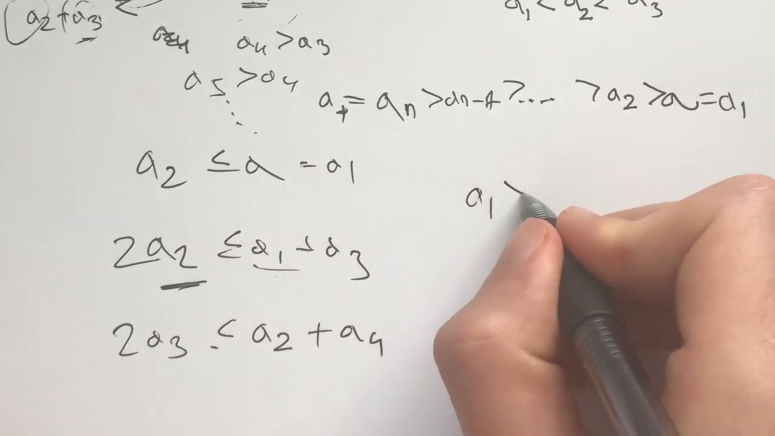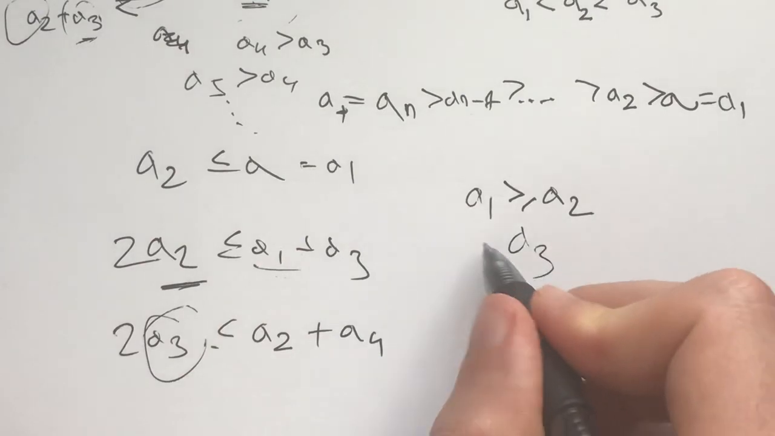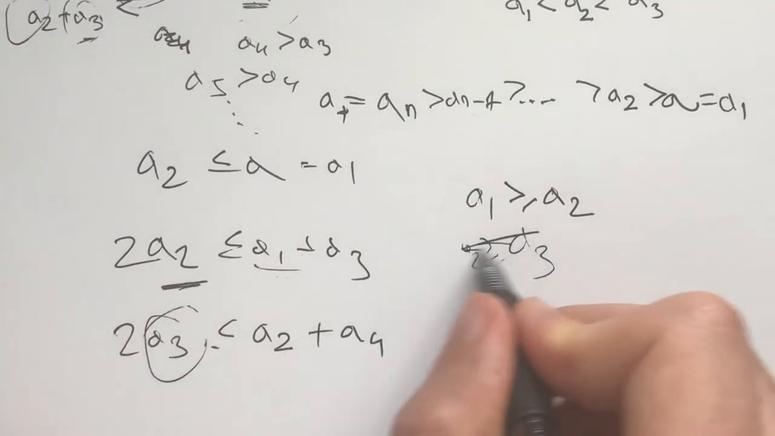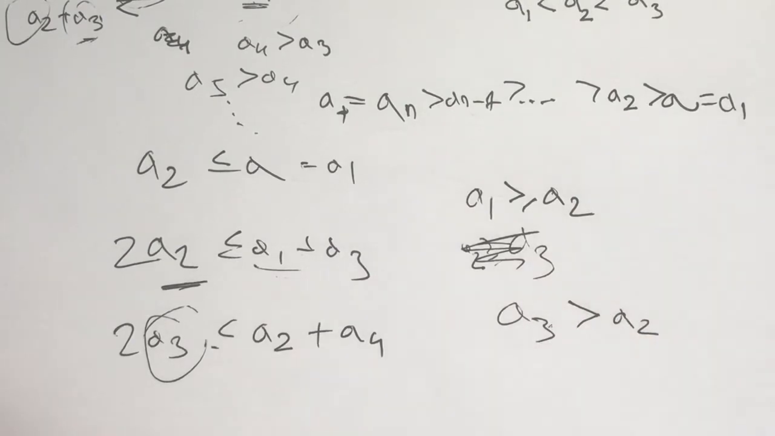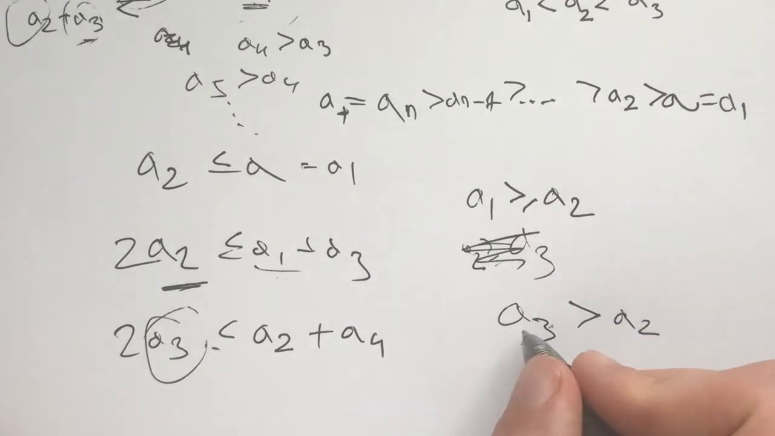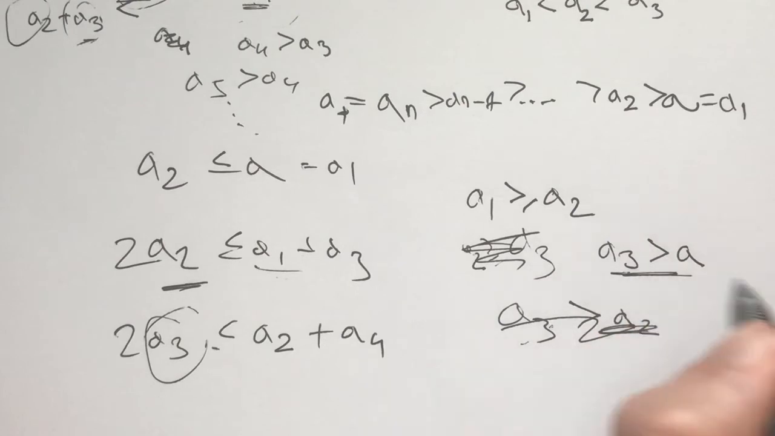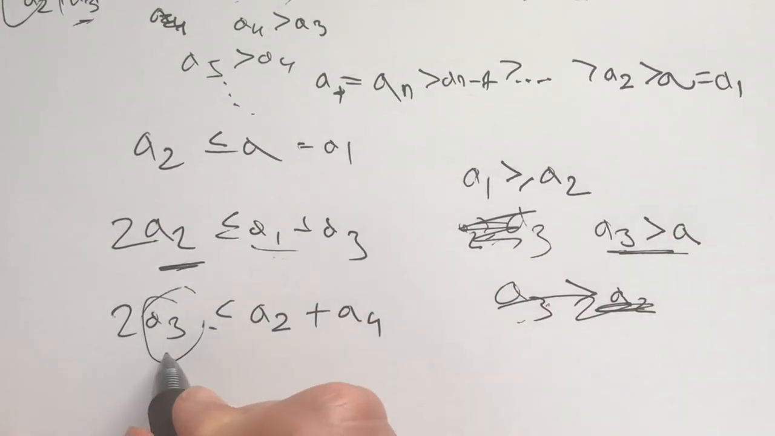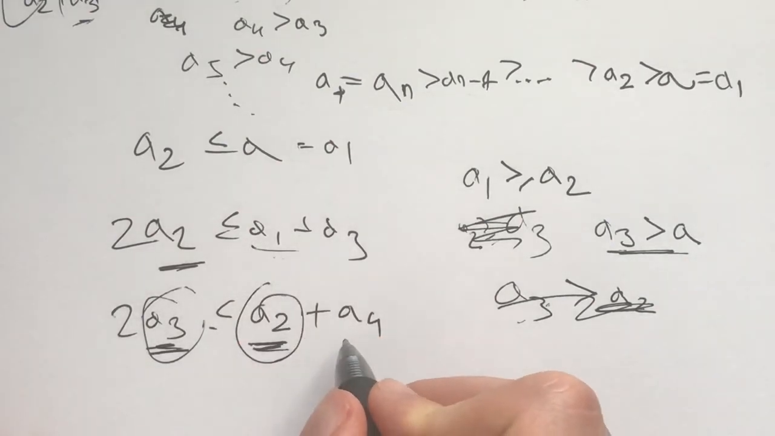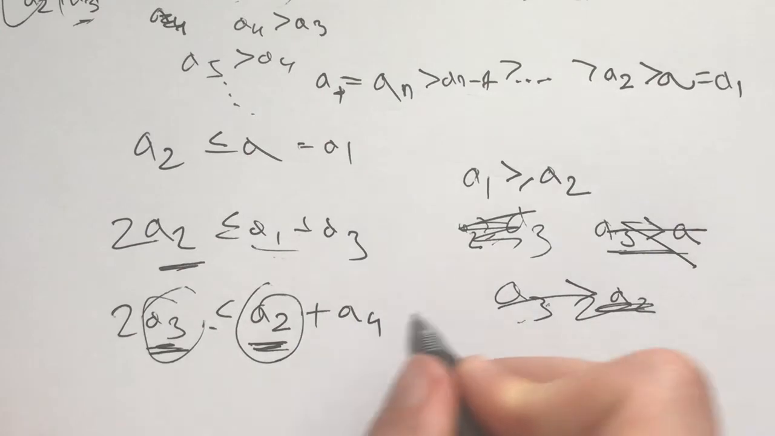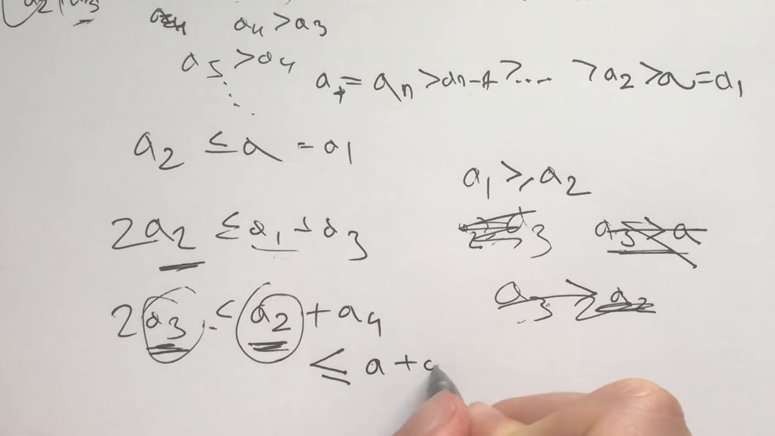I mean, here we have a1 is greater than or equal to a2. Well, we can't get something along the lines of a3 is less than or equal to a2, because for all we know, a3 could be greater than a2. Like it could be equal to a1 again, perhaps. We don't know. But the assumption that we are going under here is, let's say a3 is greater than a. Let's say it's the smallest one that's greater than a. So now what do we have? Well, we have a2, a3. Okay, a2 is less than a. So we know this thing right here is less than or equal to a plus a4.